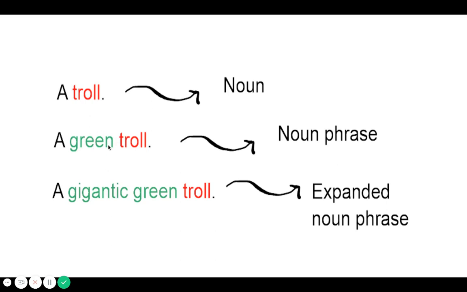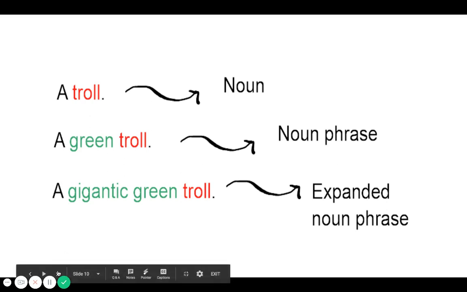I know it's green. Whereas if we move down here and really show off with an expanded noun phrase, I know that it's a gigantic green troll. Those are 2 things that I now know about it. And it makes your sentence so much more interesting, moving from a troll to a gigantic green troll. And I still have all of my checklist from before. I've got a noun, I've got a determiner, and now I've got 2 other pieces of information about my noun.